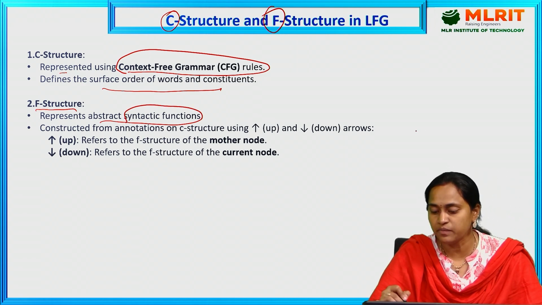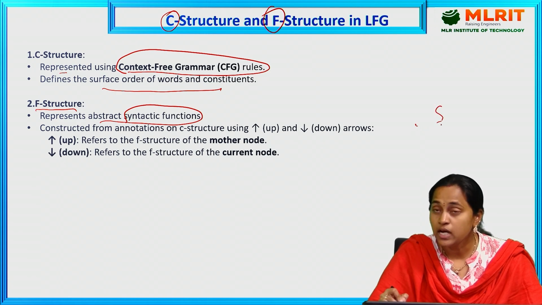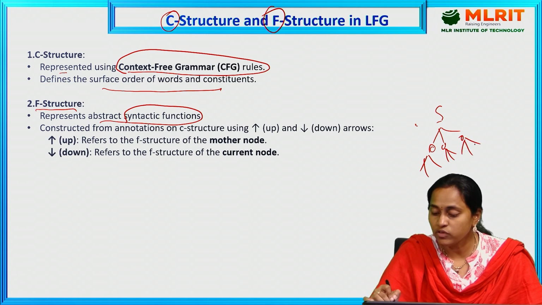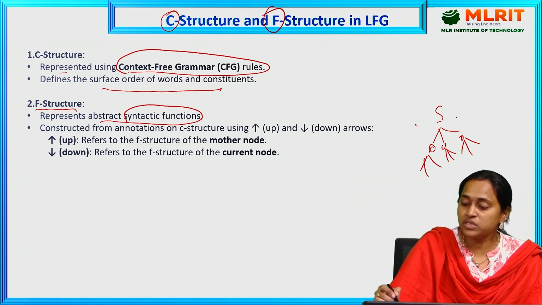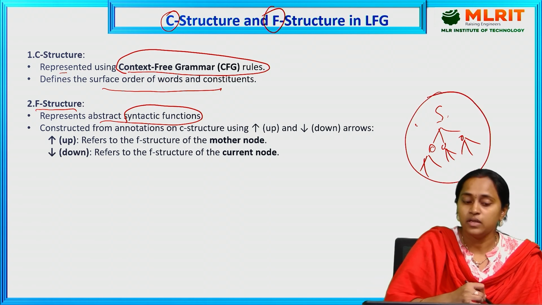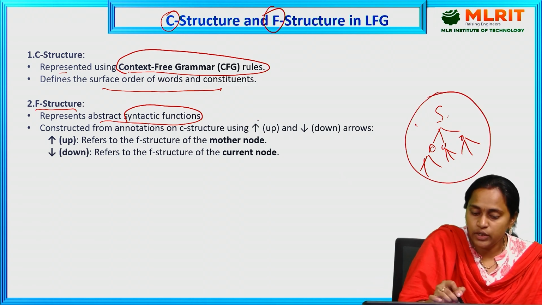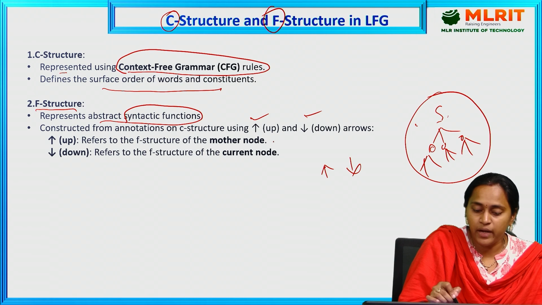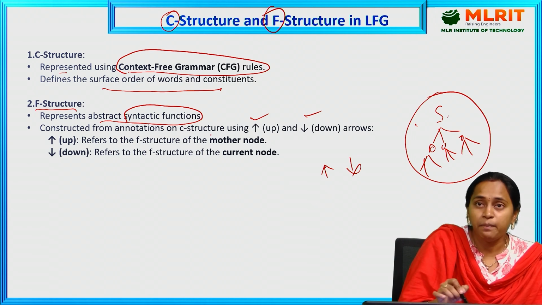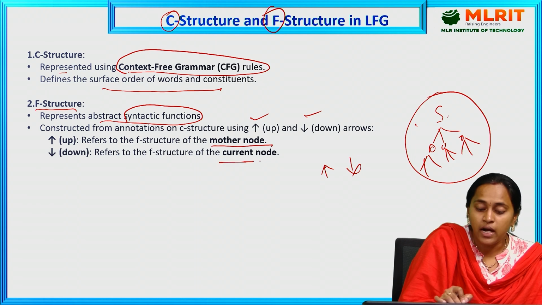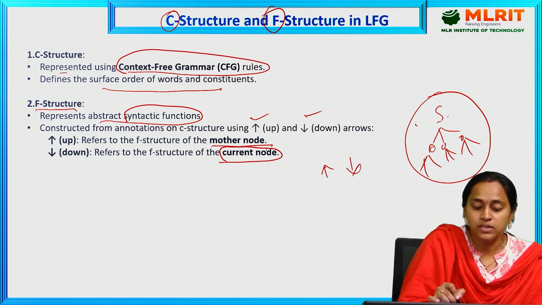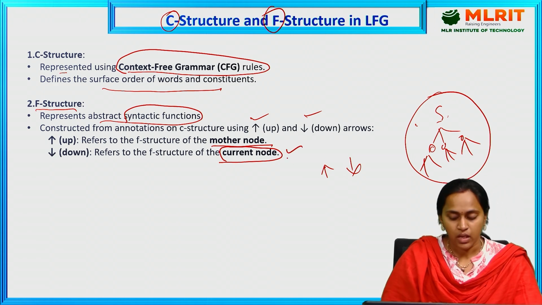Suppose I am taking a tree structure. It contains some child nodes and some relationships between the child nodes. This is the flow of the function, right? By using the syntactic rules we have to follow this structure. Here I am using two types of arrows, an up arrow and a down arrow. What is the purpose of each? The up arrow represents the mother node, and the down arrow represents the current node. This is the C structure and F structure.